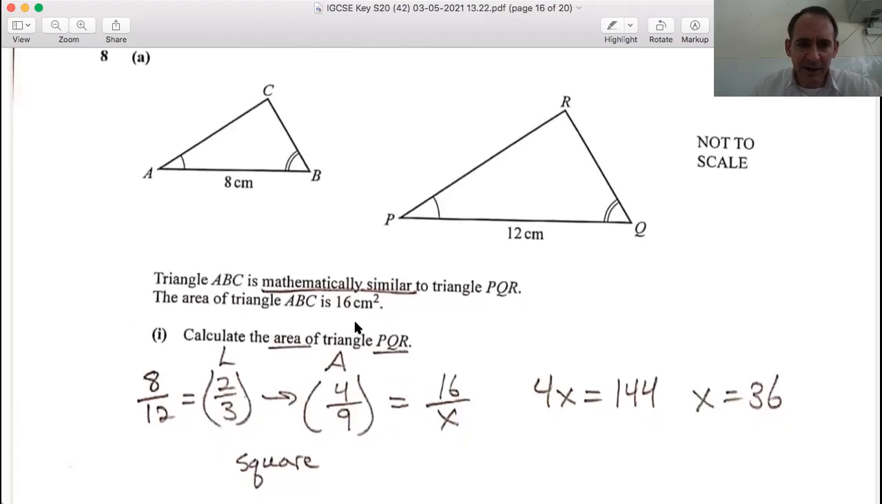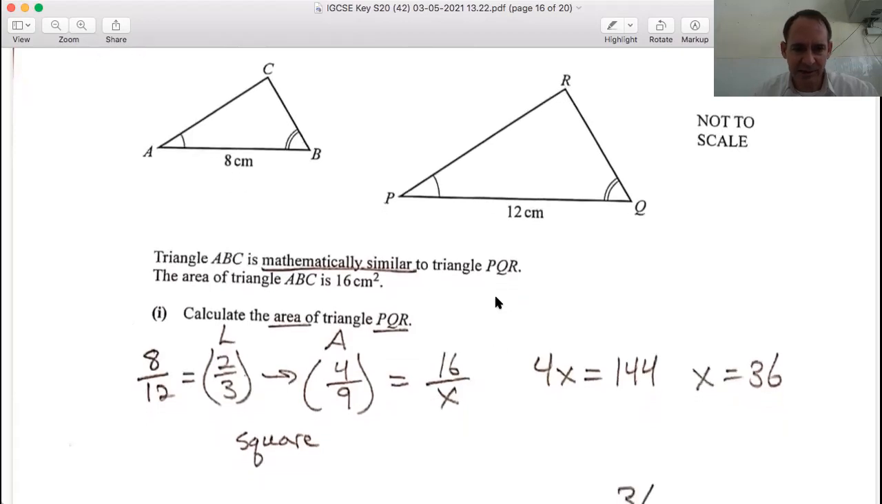And it gives us the area of the little triangle is 16, and it wants us to calculate the area of the big triangle. Well, first, let's start with the ratio that they give us. They give us a ratio of 8 to 12, which reduces to 2/3, and that is a length. That is one dimensional, that is the dimension of length. And we want to go to area.